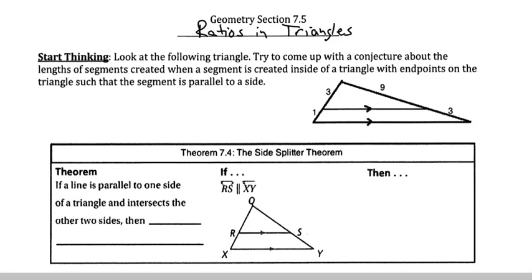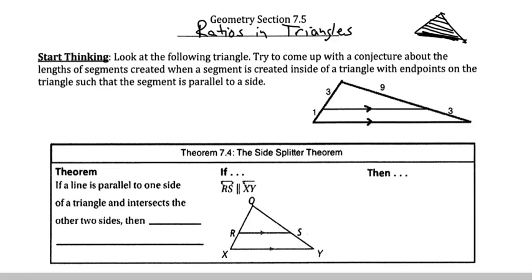So the start thinking part says, look at the following triangle. Try to come up with a conjecture, which is kind of like a hypothesis, about the lengths of the segments created when a segment is created inside a triangle with endpoints on the triangle such that the segment is parallel to one of the sides. That was super confusing. All that was basically saying is if you have a triangle, we're talking about a segment that is inside of it and is going to be parallel to that third side.